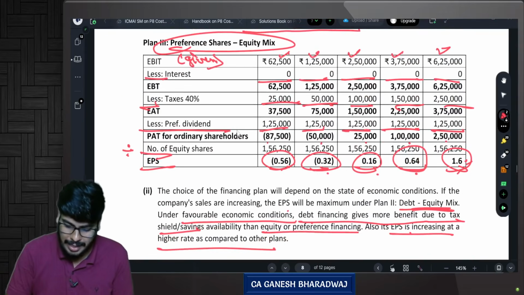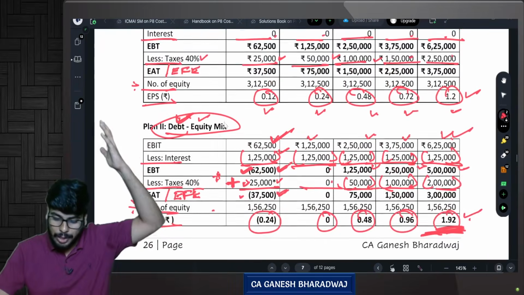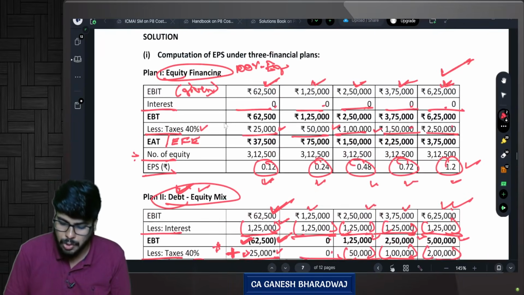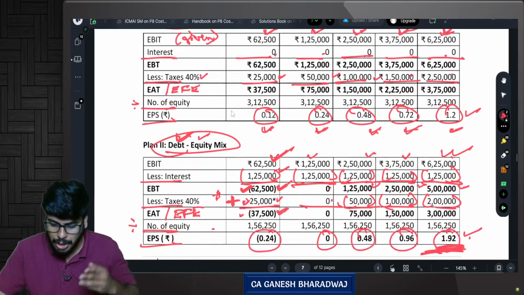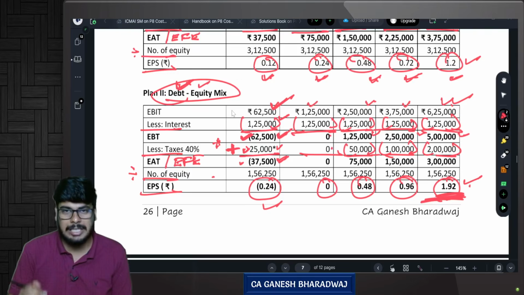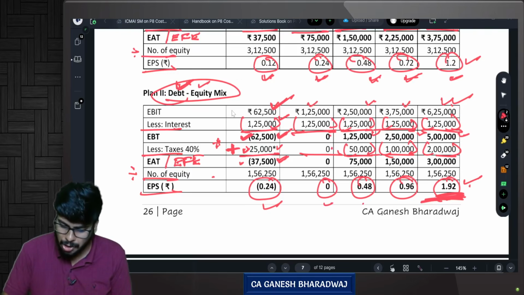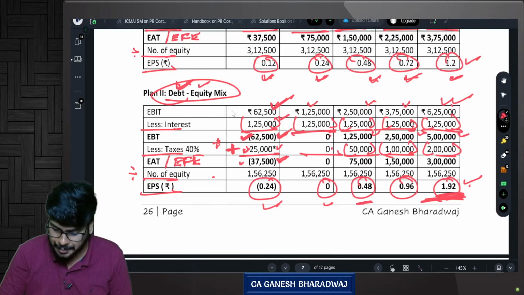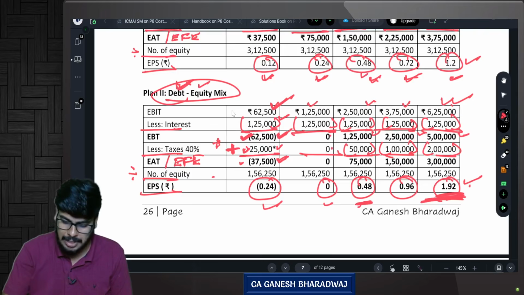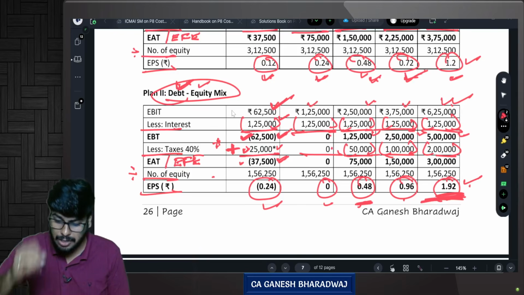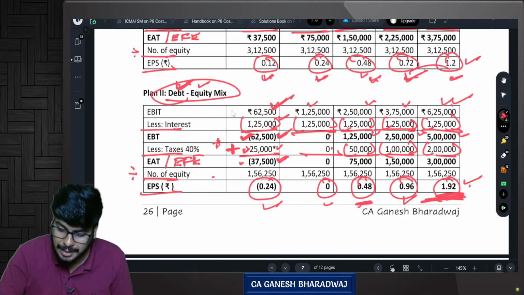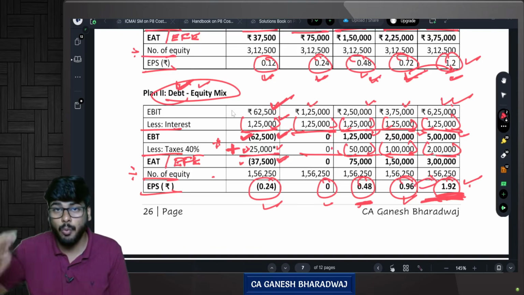So here, look at the rate at which it's increasing. Negative, slowly it's increasing from 0.16, 0.64, 1.6. If you look at the first one, 0.12, slowly 0.24, then 0.48, 0.72, and then 1.2. But if you look at this, yes, the first part is negative, but from here on, look at the rate at which it increases. Till this, it is almost the same with the first plan. From here onwards, the first plan gives 0.72. This gives 0.96. From that, this jumps to 1.2. Here it jumps to 1.92.